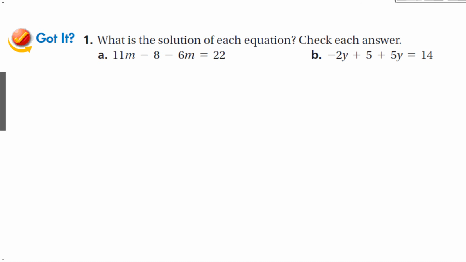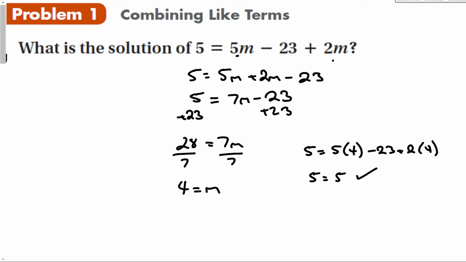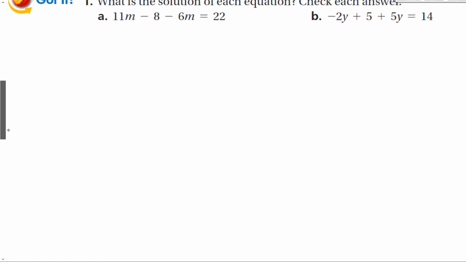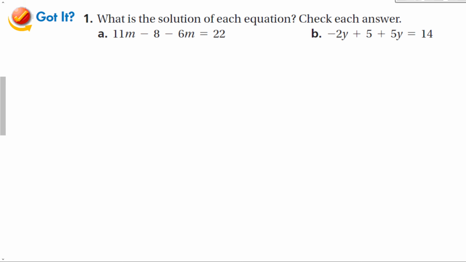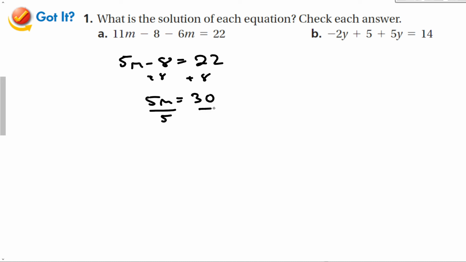Okay, so what do I notice? I notice that the 11m and the 6m are both like terms. So I take the 11m minus the 6m, and I get 5m minus 8 is equal to 22. Add the 8 to both sides. 5m is equal to 30. Divide both sides by 5. So m is equal to 6.